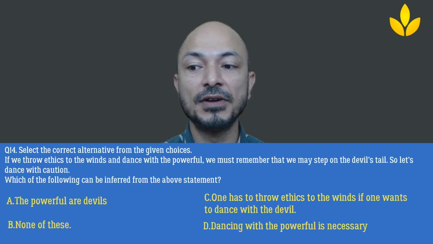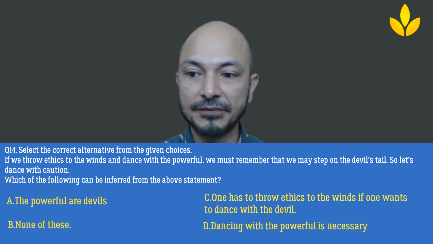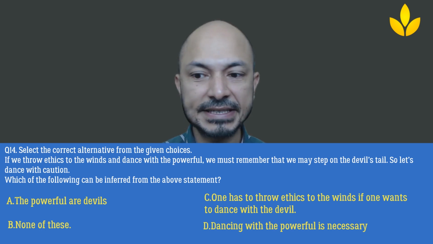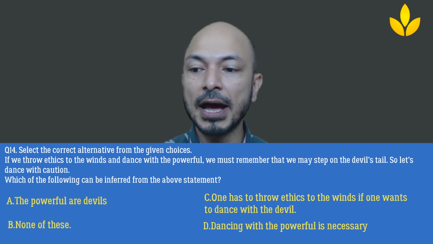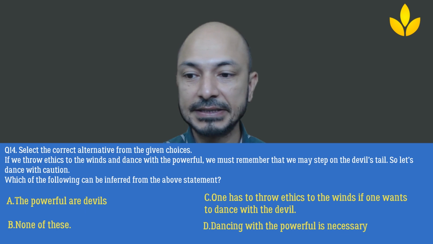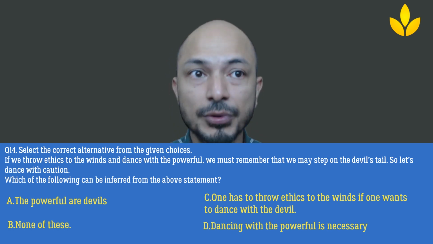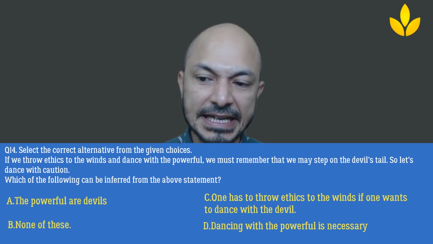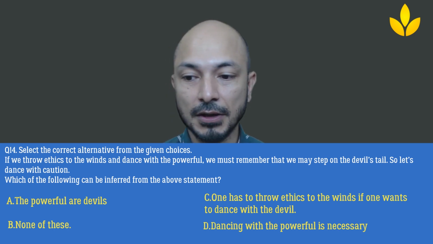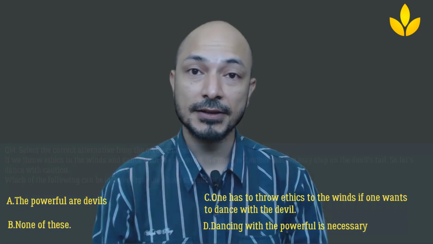A says the powerful are devils. Now, nowhere in the statement is it inferred that the powerful are devils. So that is out of the equation. We eliminate option A. B says none of these. We'll come back to this later. C says one has to throw ethics to the wind if one wants to dance with the devil. It is not implied at all, so we can eliminate option C. Option D says dancing with the powerful is necessary. Once again, it is not inferred. We can safely go with option B over here, which says none of these.